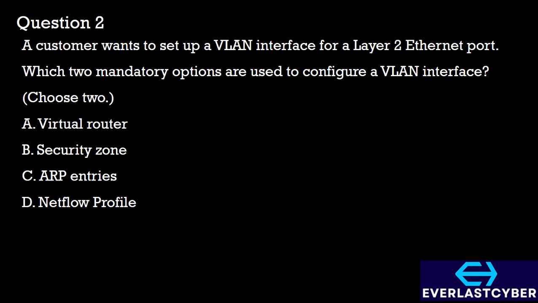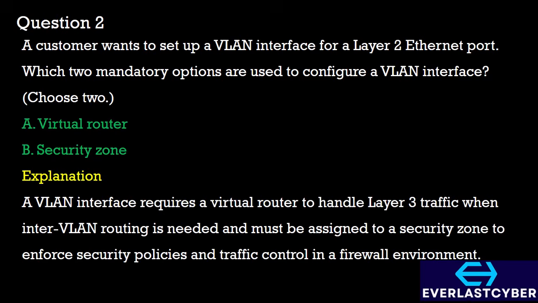by the device. And in option D, a NetFlow profile is used for network traffic monitoring and analysis, but it is not required to set up a VLAN interface. So it is an optional feature for collecting flow statistics. So our correct answers here are options A and B. They are both required for configuring a VLAN interface, while the other two options are not mandatory. So our answer is option A, virtual router, and option B, security zone.